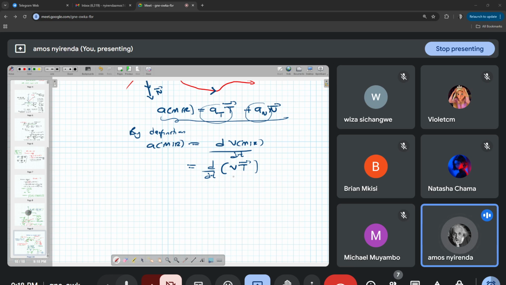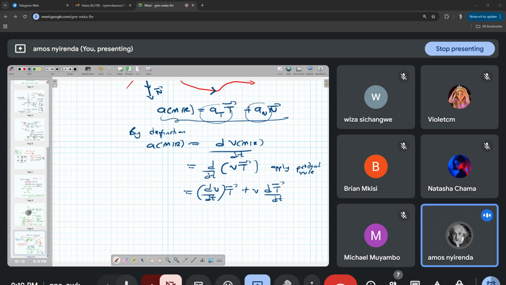Now here we have a product of two functions. So to be able to differentiate this, what do we do? We apply the product rule. If you apply the product rule here, you have the derivative with respect to t of the scalar v, and then we leave the second vector alone. And then plus, we leave the first one alone, and then we differentiate the second with respect to time. So this is what we're going to get.